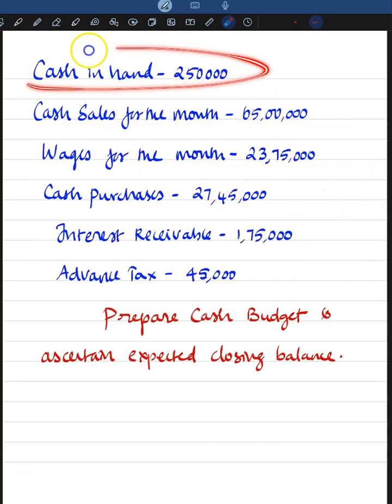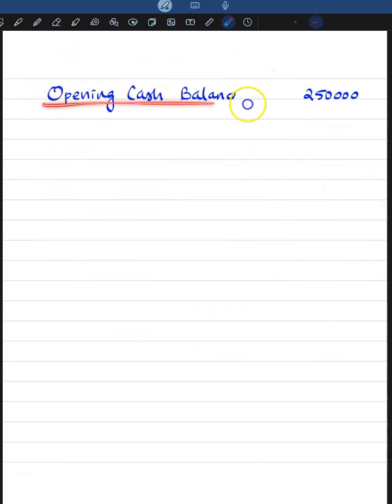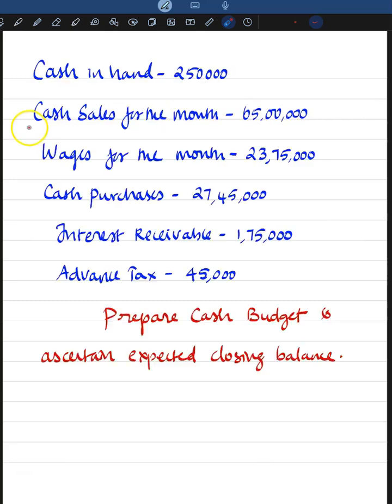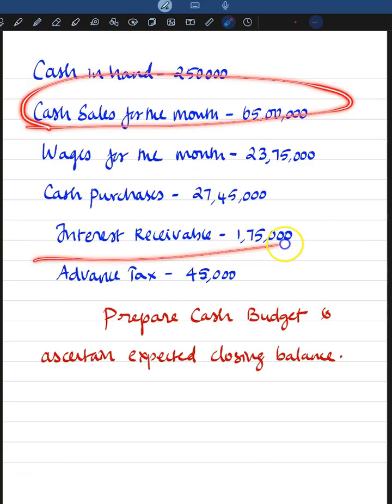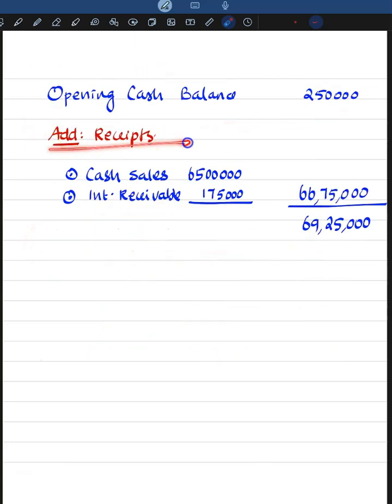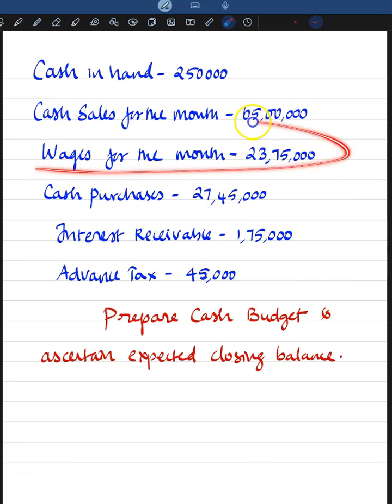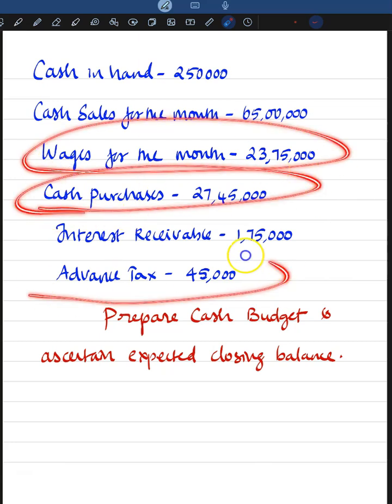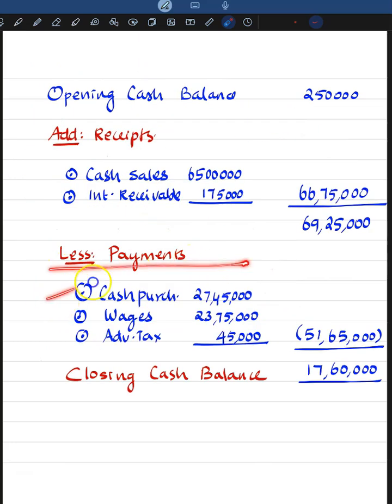So let's get started. This is the opening balance. We'll write opening cash balance 2,50,000. Next, we have to capture the receipts. These are all the possible receipts. So let's put that receipts, cash sales, interest receivable, so much. Next, we have to capture all the payments. These are all the payments. So let's deduct the payments: cash purchase, wages, advance tax, and total works out to 51,65,000.